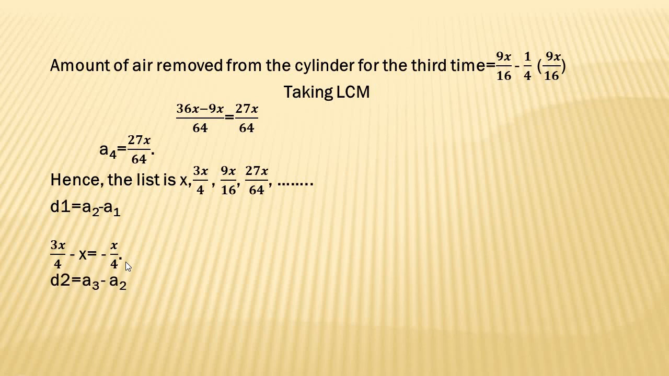Now let's check for the next two terms, which is the third term minus the second term. Here 9x by 16 minus 3x by 4. Take an LCM and check. 9x minus 12x. How much is 9x minus 12x? It's minus 3x. Right? So minus 3x by 16. So we see in D1 what we got is minus x by 4. And in this case what we get is minus 3x by 16. So since these two common differences are different and not equal, we come to a conclusion that this situation does not form an AP.